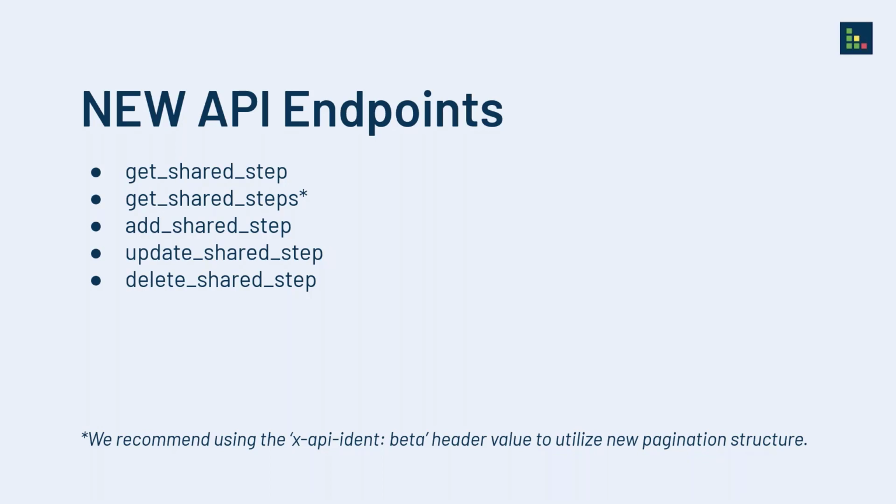we currently have the beta period for some API bulk endpoints. We currently have the old API structure for bulk endpoints available using the standard headers. We do recommend using the beta header to utilize the new pagination structure because with TestRail 7.1, we will be ending that beta period. I'll get more into that in just a minute.